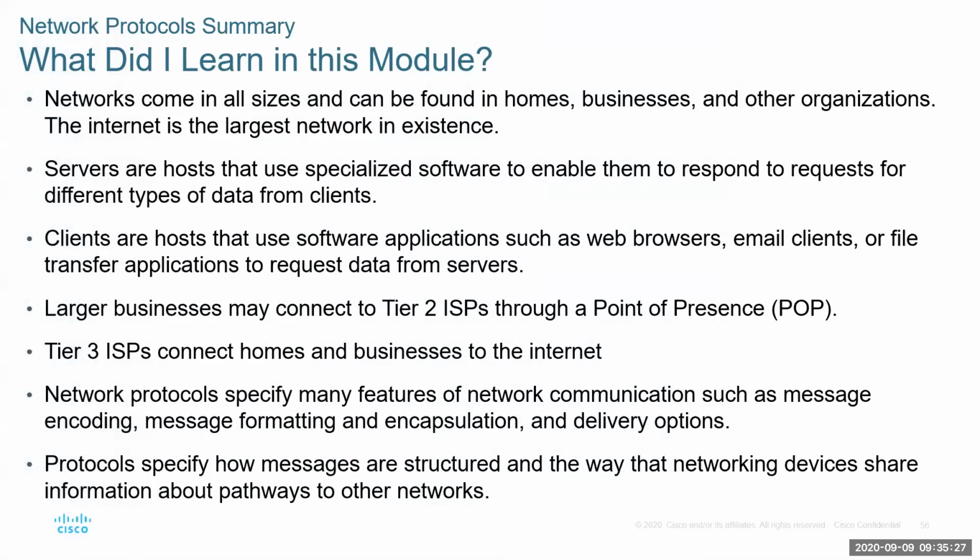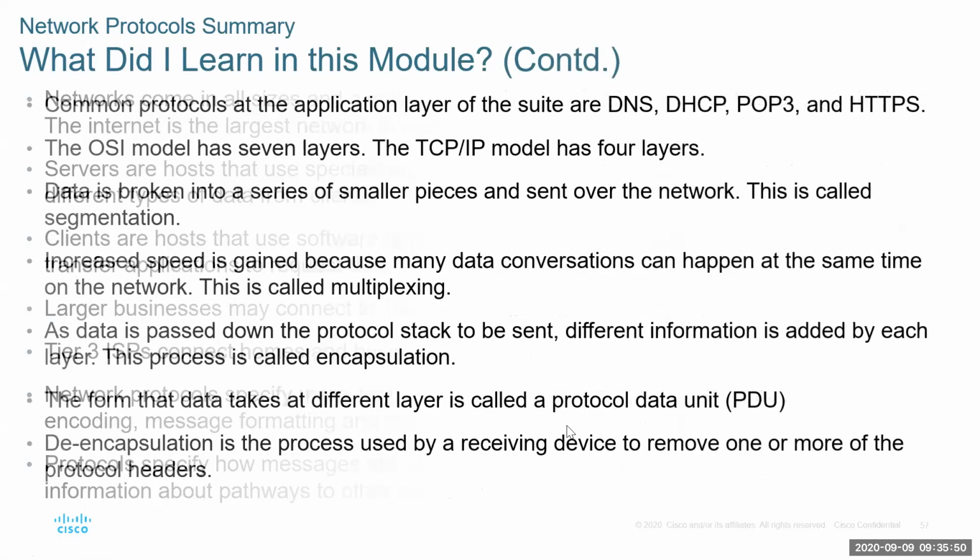So to summarize what we got through here today on network protocols, networks come in all sizes. We know that larger businesses may connect to tier 2 ISPs through a point of presence. Tier 3 ISPs connect homes and businesses to the internet. Your network protocols may specify features of network communication, such as your message encoding, message formatting, encapsulation, and how it's being delivered.